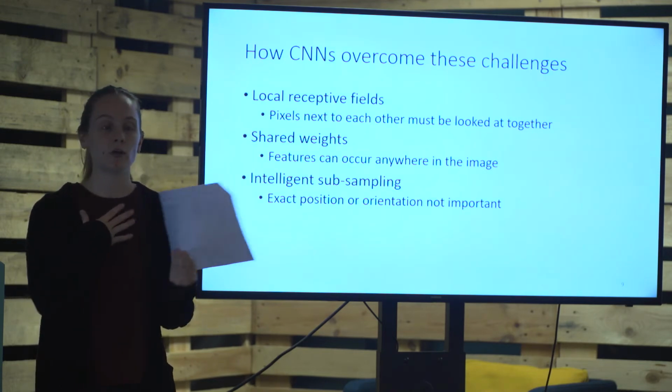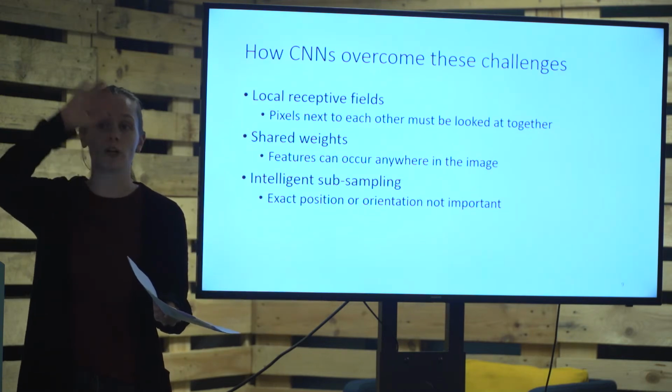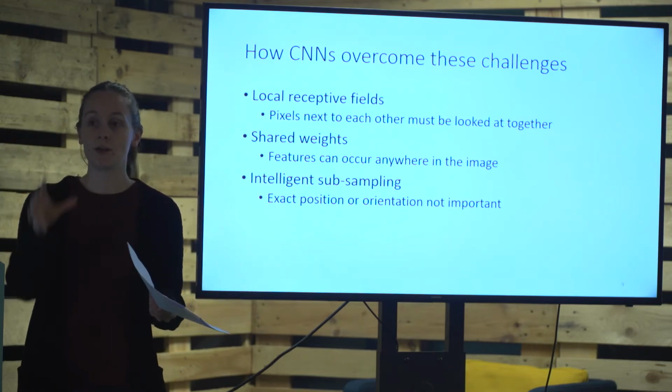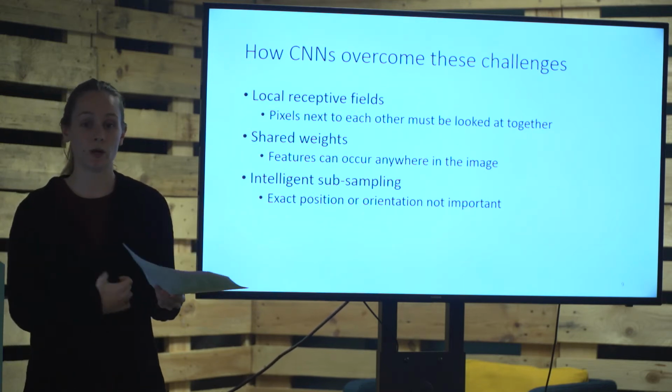Shared weights means that you're looking for the same characteristics across the whole image. So it means if you rotate the image, if you turn it upside down, you can still find, let's say, the dog or the cat within that image, because you're looking for your features across the entire image. You're sharing your weights across the full image.